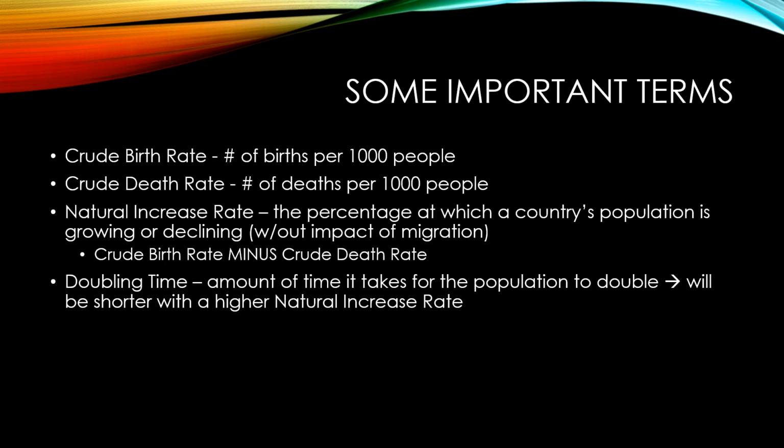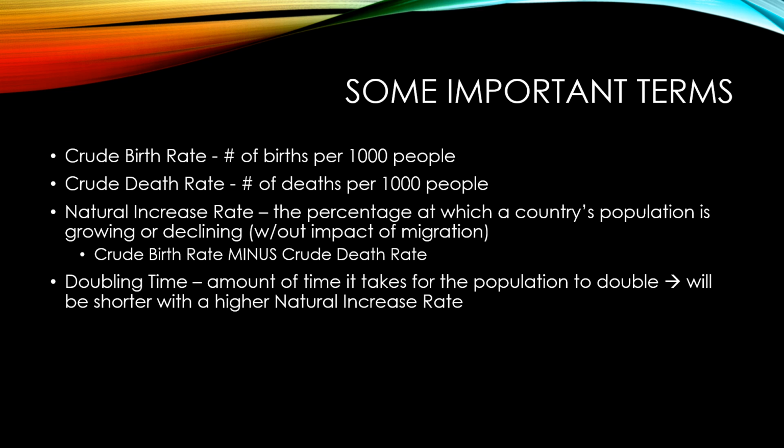So when we look at those primary terms, this is the bread and butter, right? This is where you need to master these terms to be able to use them effectively in discussion. Crude birth rate: the number of births per 1,000 people in your country. We look at that per year. Crude death rate: the number of deaths per 1,000 people. And then what we call the natural increase rate, which is the percentage at which a country's population is growing or declining without the impact of migration. That's why we call it natural, right? What's happening in that country.